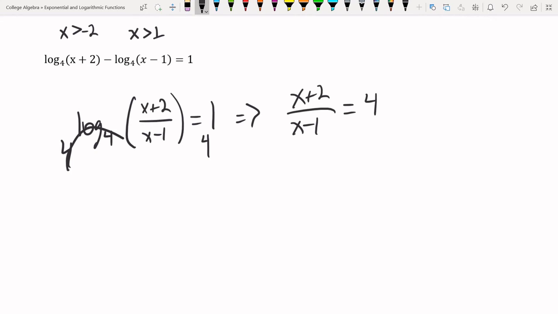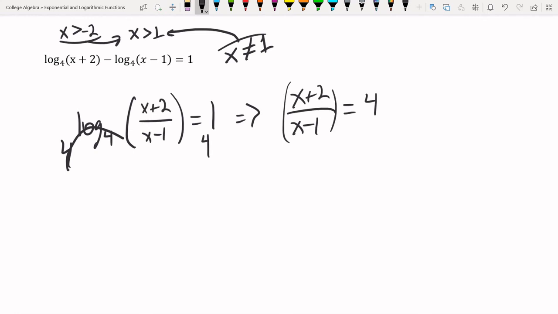Now, at this point, we have x cannot equal 1, because if it did, we would have a 0 in the denominator. Of course, this is still contained within. So both x greater than negative 2 and x not equal to 1, they're both contained within the statement of x greater than 1. Okay, with that talk aside, we can continue to solve this problem.